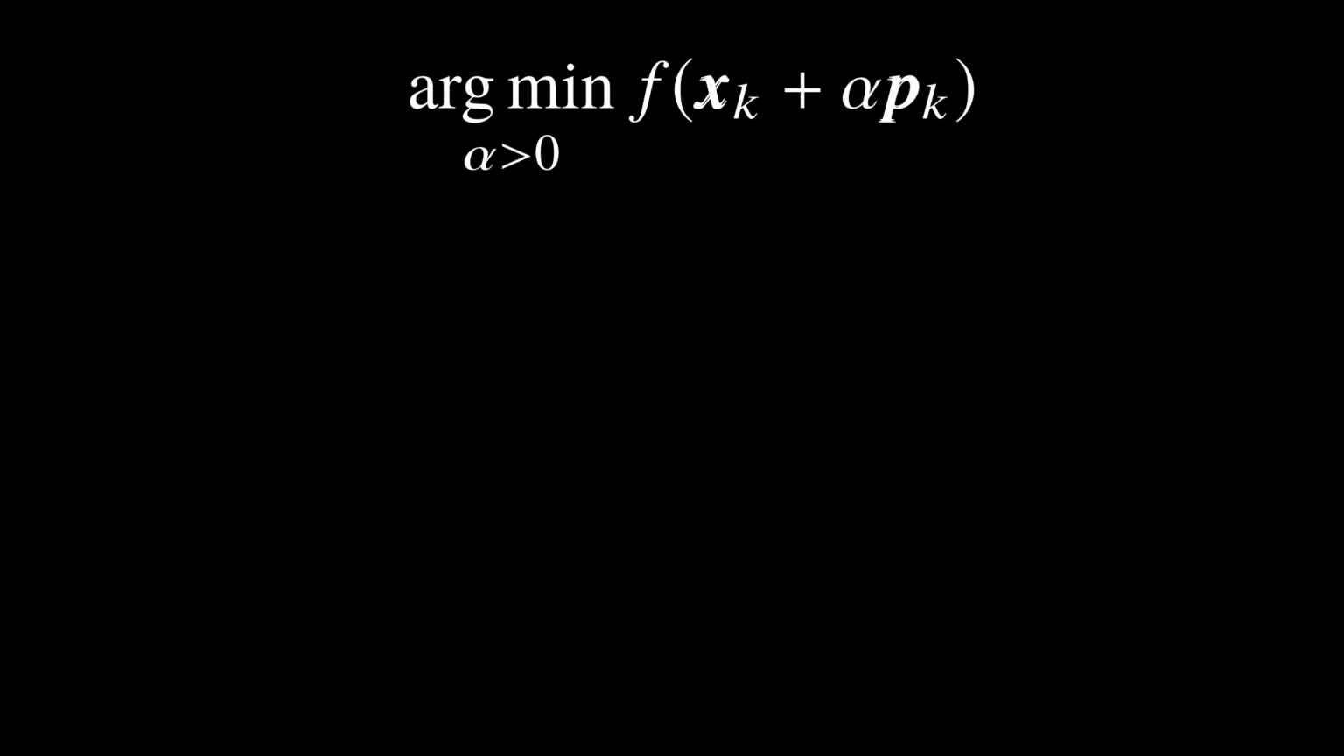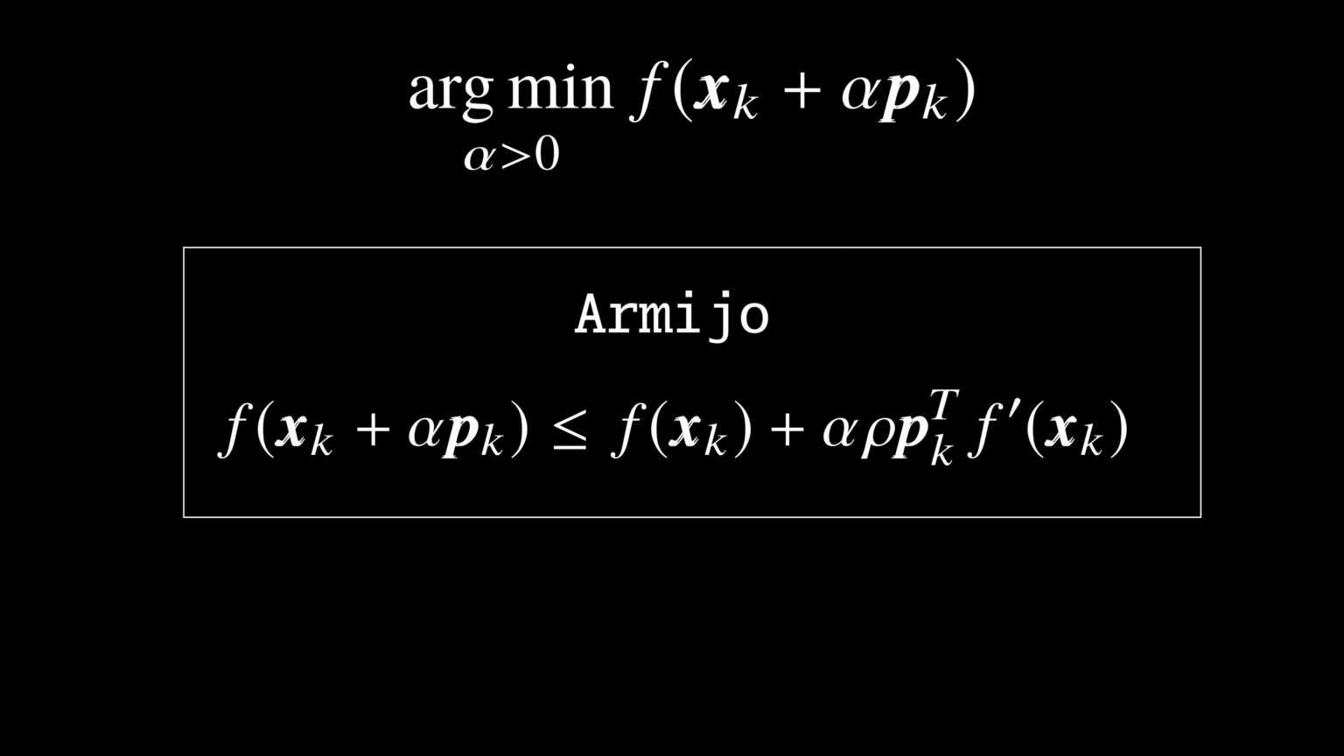I remind you that the x is the point we are standing at, so at iteration k, this is xk, and p is the direction we want to take. The alpha tells us how far we go in that direction. So if alpha is 0, we stay where we are currently at. And if alpha is 1, we take a step of p and so on. This is achieved by the Armijo condition, which sufficiently decreases our function.